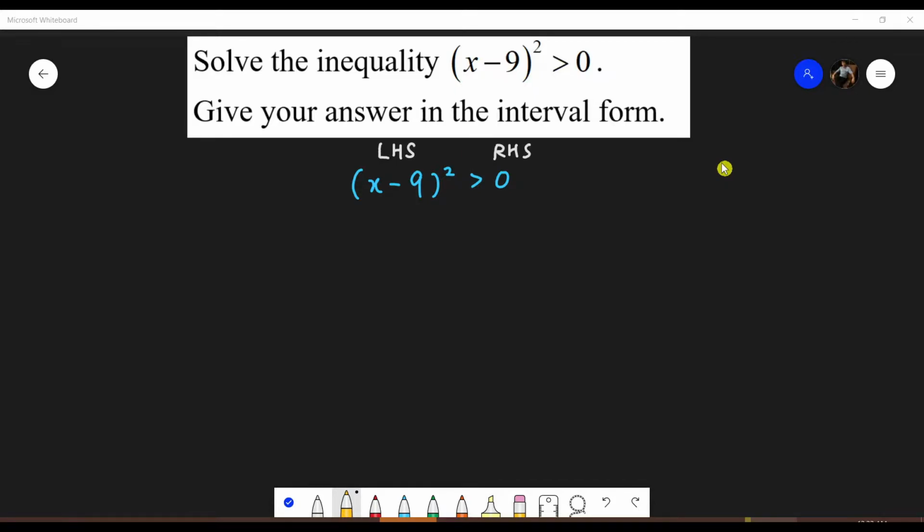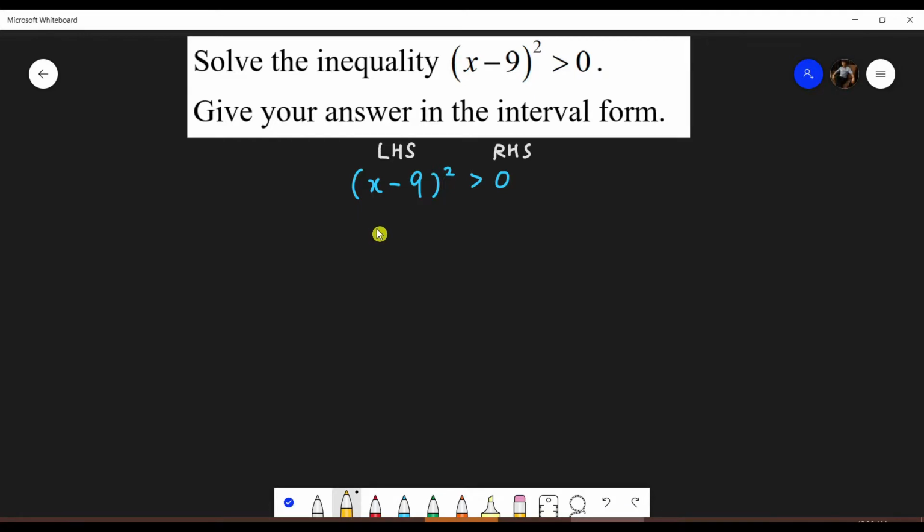Hi everyone, today I'm going to share with you how to solve this inequality, that is (x - 9)² > 0, and we need to write the answer in interval form. Actually, this inequality is a bit tricky and many students tend to make mistakes on it. So without wasting time, let me show you step by step how to do this.